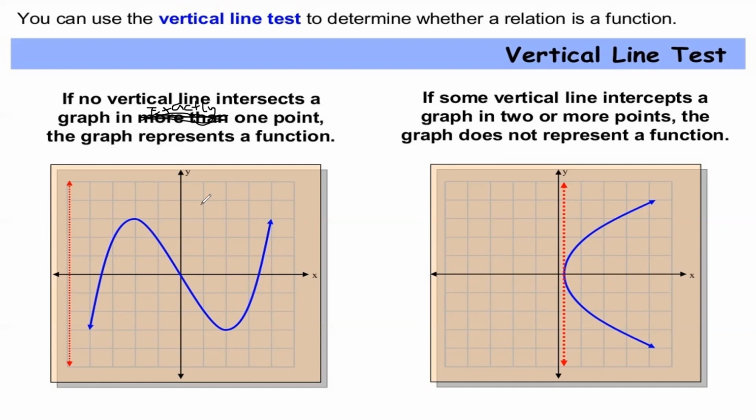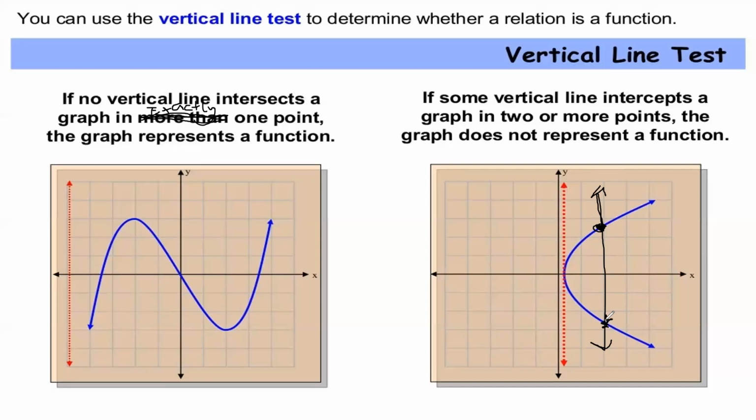It does not intersect at more than exactly 1 point. So the graph represents a function. And as you observe, if the vertical line intercepts a graph in 2 or more points, just like this one, if we move this broken line and put it here in the middle, as you observe, we have 2 points that the line passes through. That is the first point, and this is the second point.